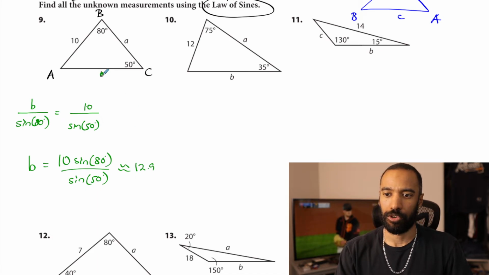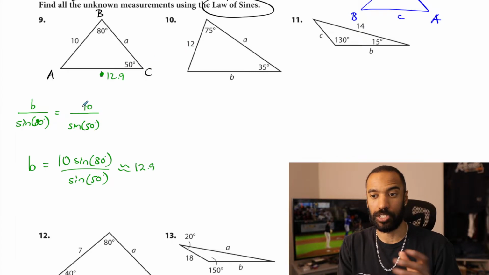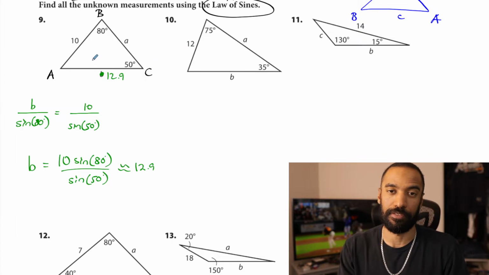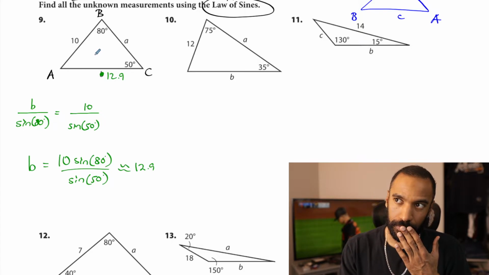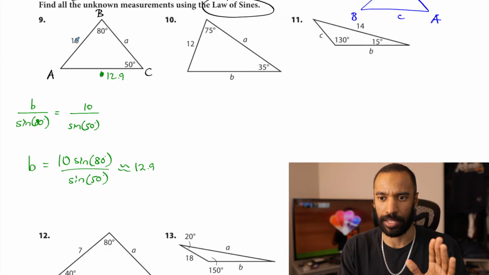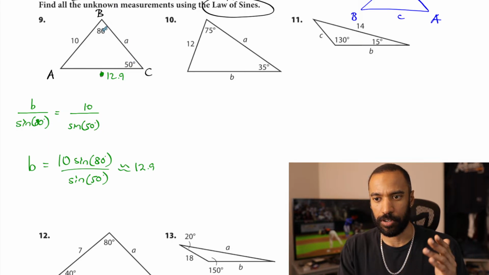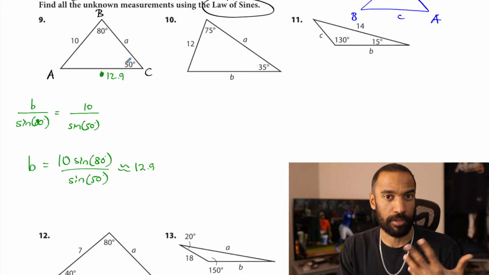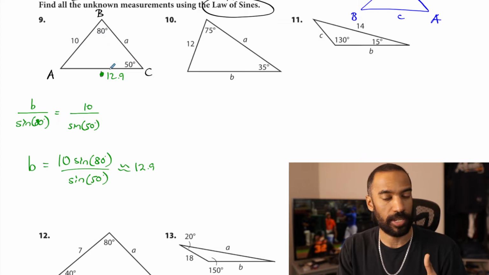Now they say find the unknown measurements, so I'm not done. This was just my first choice in what to find. Before I continue forward, let's just see if the answer makes at least some bit of sense. It's a part of just the essence of triangles and their angles opposite. If I have an angle measure that's 50 versus an angle measure that's 80, clearly 80 is more than 50. Well, the side length opposite 50 should be smaller than the side length opposite 80.